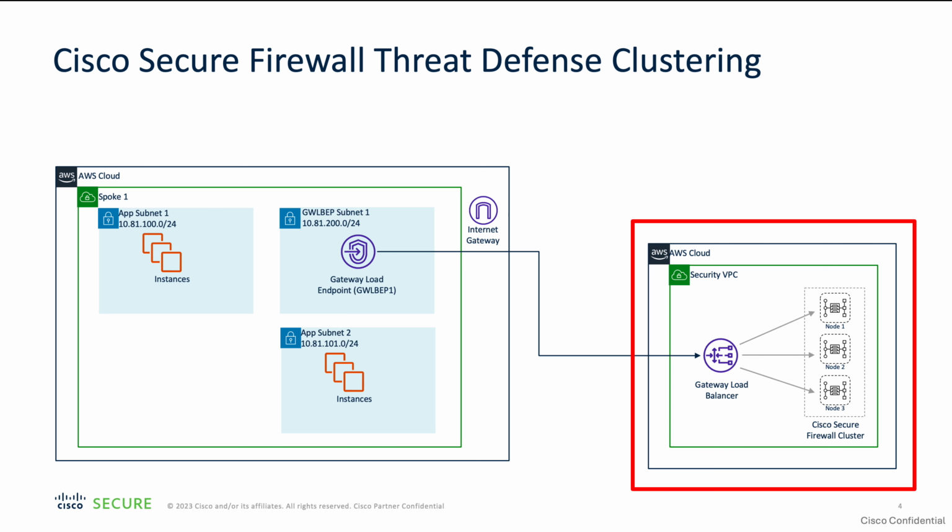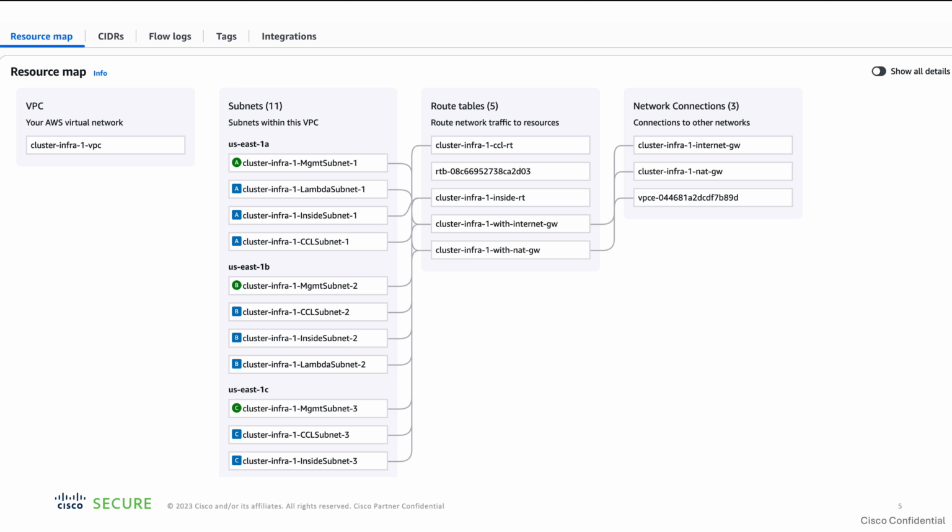But if you look at the VPC resource map in the AWS console, you will notice multiple components such as subnets, route tables, and network connections. While the resource map doesn't display every element of the deployment, it provides a good visual overview, and you can explore all the deployed resources directly in the AWS console for more details. Let's actually go to the AWS console and take a look at the resources that we deployed.